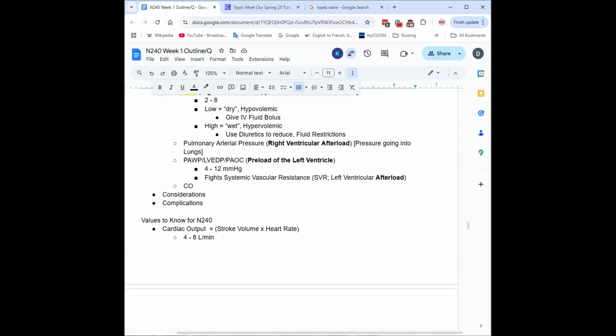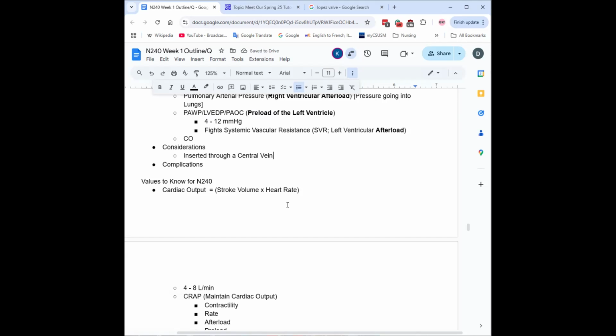I have something that says considerations. I'll just fill it out because I want to make sure that we can finish in a solid amount of time. It's going to go in through a central vein. Could be in place for several days.